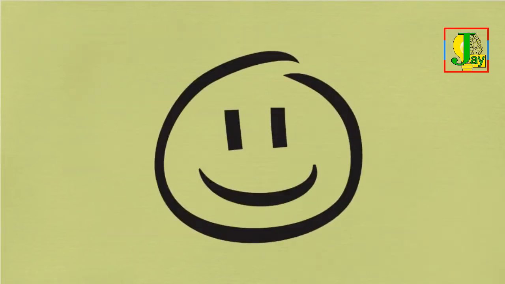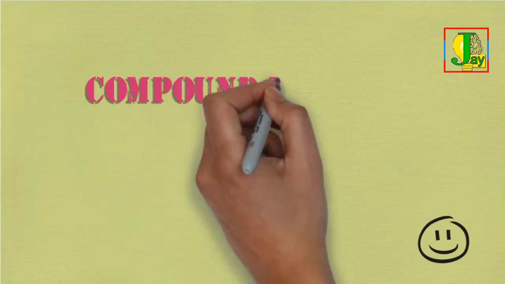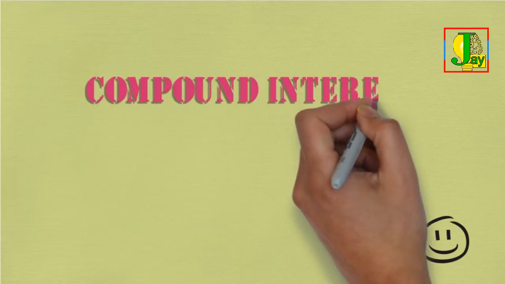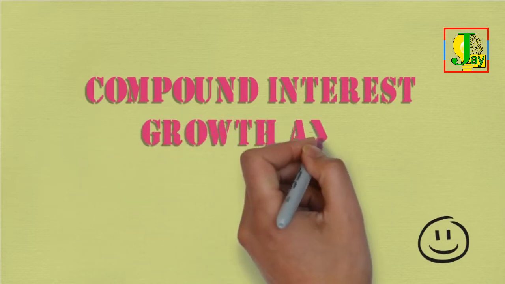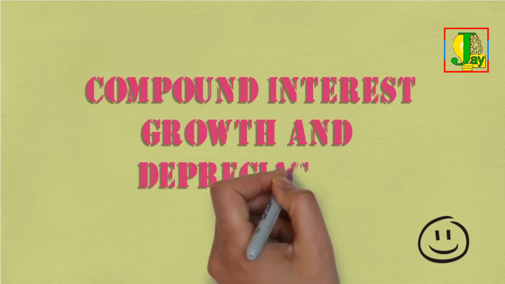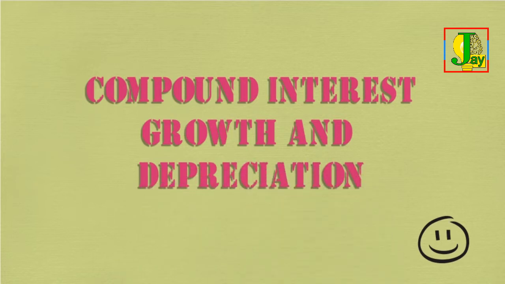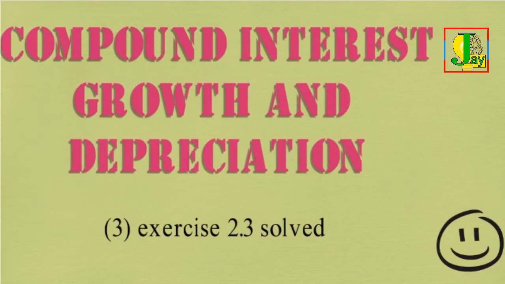Hello everyone, welcome back to my class, and in this class we're going to discuss the topic growth and depreciation of chapter 2, compound interest, of class 9 ICSE board. After completing this class you should be able to identify the initial amount and the final amount given in the problem, and you should also be able to identify which formula you're going to use for problems based on growth and problems based on depreciation.